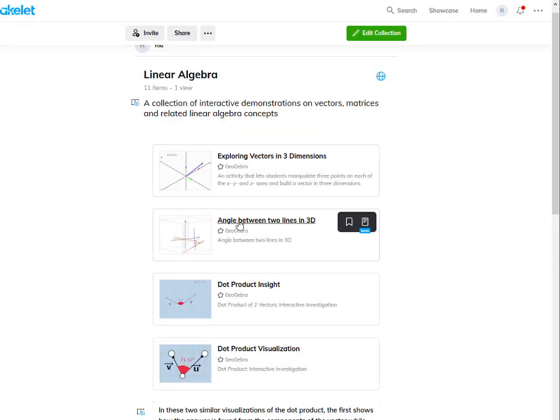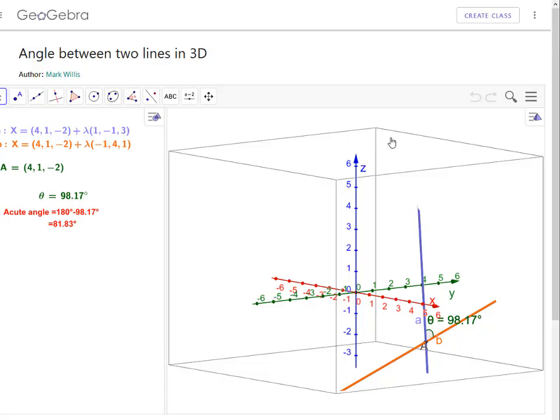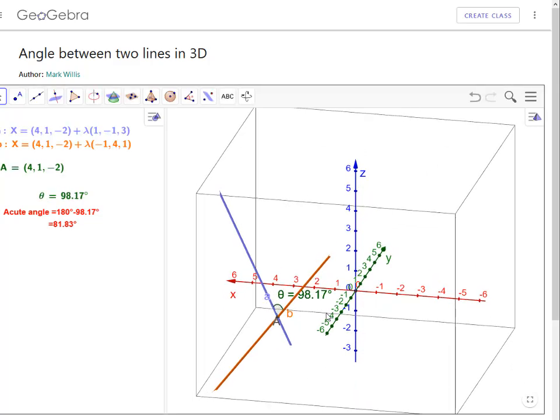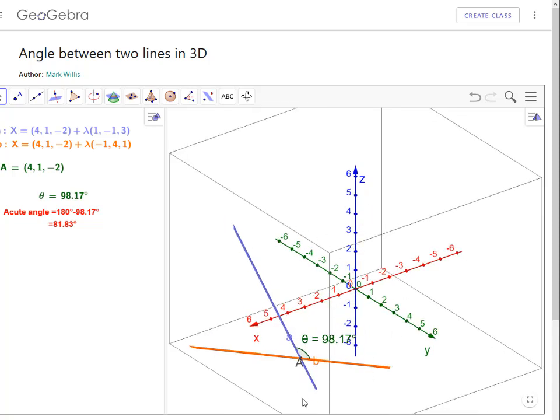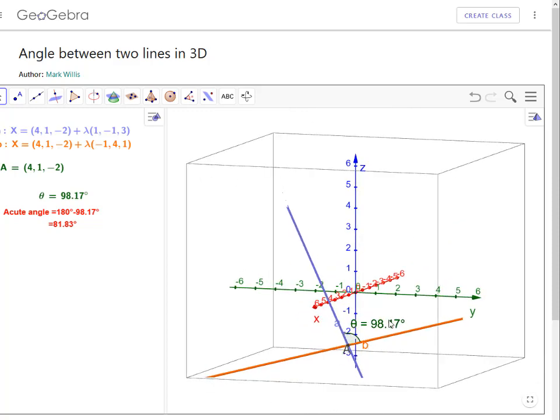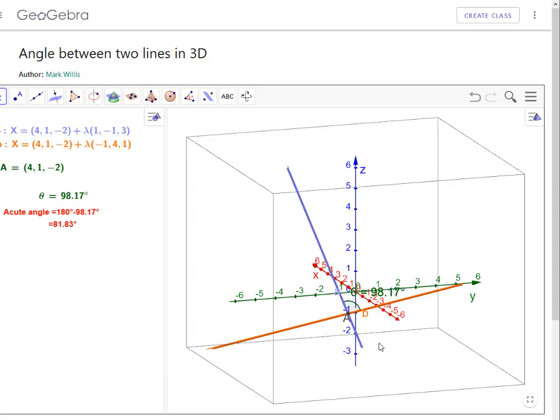But this is the one I want to look at now, just to show you quickly what I mean by the angle between 2 vectors. So here we've got x, y and z axes, and we've just drawn 2 lines in space. You can see that there's the angle we're trying to find. Now the problem is, it's hard to judge the angle because you can see they've measured it and it's 98.17 degrees, so it's more than a right angle.